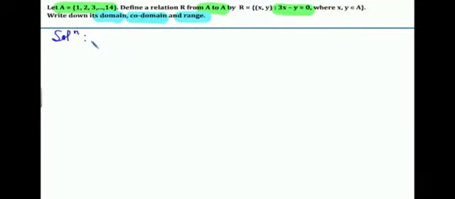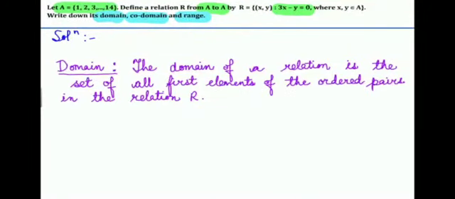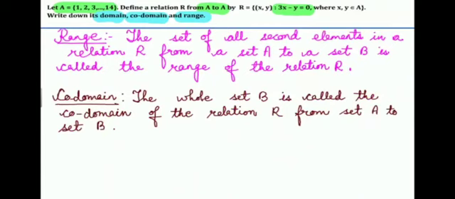Right, so first of all let me recall the concepts of domain, codomain and range. First start with the domain. The domain of a relation is the set of all first elements of the ordered pairs in the relation R. Now range: the set of all second elements in a relation R from a set A to set B is called the range of the relation R. Codomain: the whole set B is called the codomain of the relation R from set A to set B.